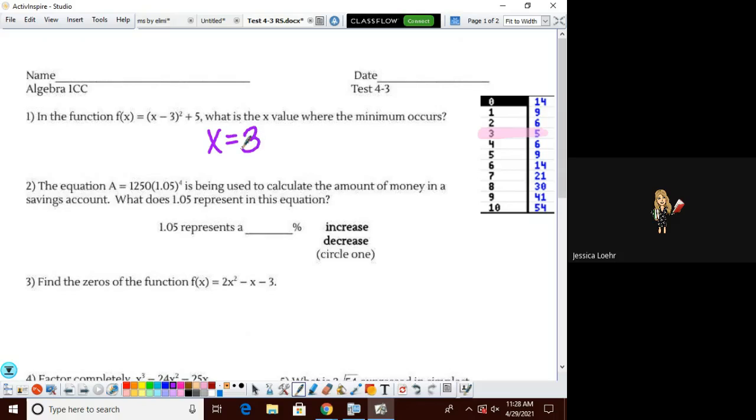The other option is you can take the value that's in the parentheses with the x and change the sign. That will always work. So -3 becomes +3 for your x value of your minimum. Also works if they're asking about the maximum.